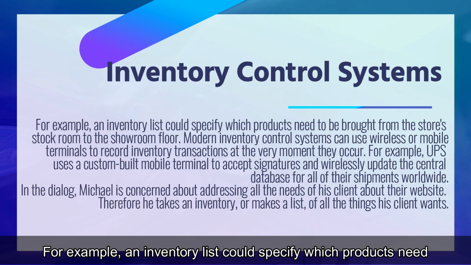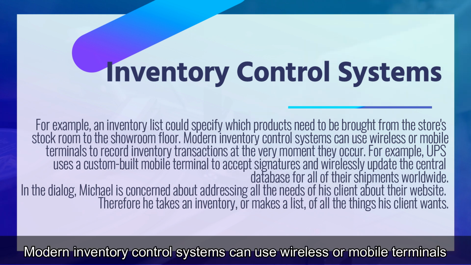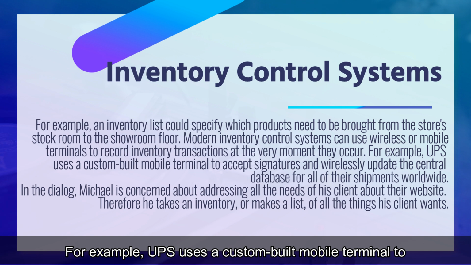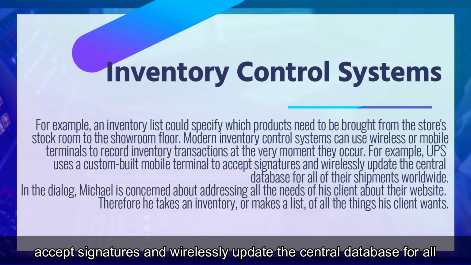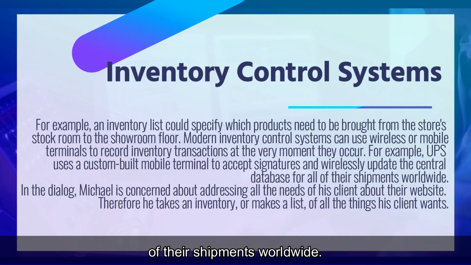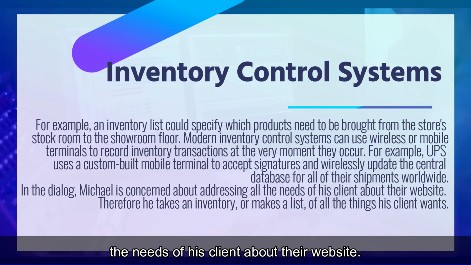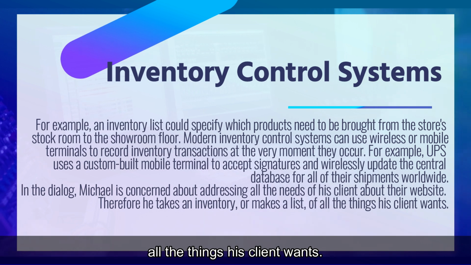For example, an inventory list could specify which products need to be brought from the store stockroom to the showroom floor. Modern inventory control systems can use wireless or mobile terminals to record inventory transactions at the very moment they occur. For example, UPS uses a custom-built mobile terminal to accept signatures and wirelessly update the central database for all of their shipments worldwide. In the dialogue, Michael is concerned about addressing all of the needs of his client about their website. Therefore, he takes an inventory or makes a list of all the things his client wants.